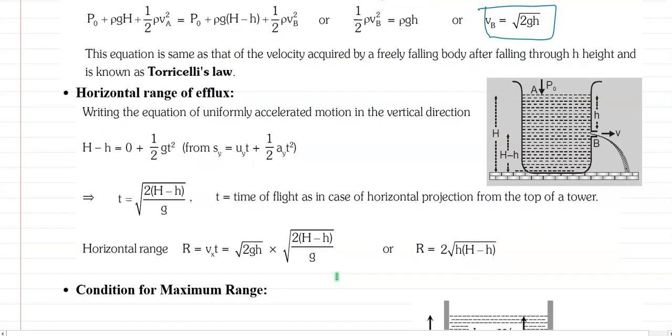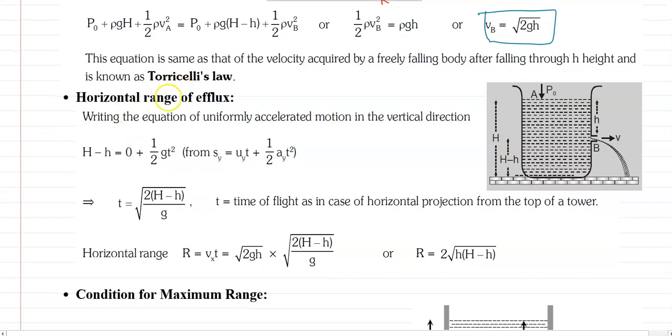And the horizontal range of efflux: horizontal range means how much distance the water travels before touching the ground. This R will be v into t, if t is the time to reach the ground. Then we know half g t square equals capital H minus small h, where capital H is the total height of the liquid and small h is the height of the hole. Then t will be root over 2 into capital H minus small h by g.